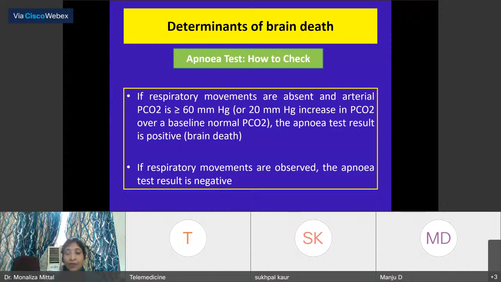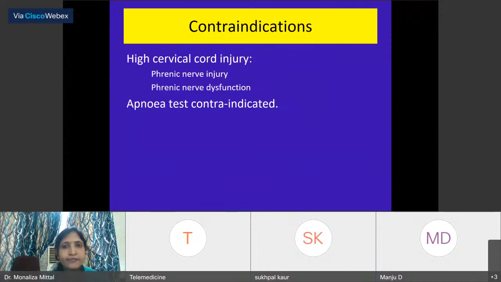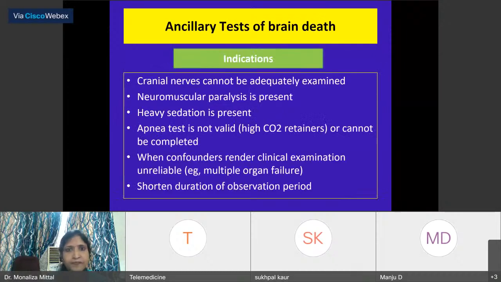On the contrary, if the respiratory movements are observed, the apnea test result is marked as negative. Now, there are certain contraindications where we cannot do this apnea test. It is phrenic nerve injury or phrenic nerve dysfunction, usually in high cervical cord injury patients.